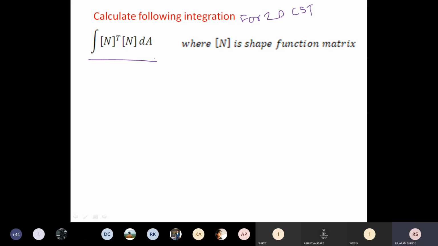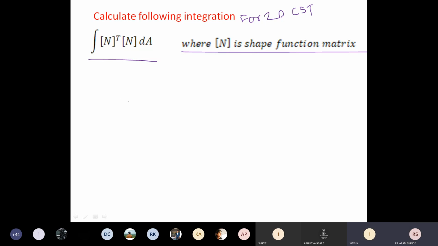Rishikesh Dhore, you understood, right? Tell me now how to calculate it. Now what is N for a triangular element? Shape function matrix for a triangular element. Can you tell me? Shape function matrix for triangular element. Rishikesh Dhore, I am asking you.